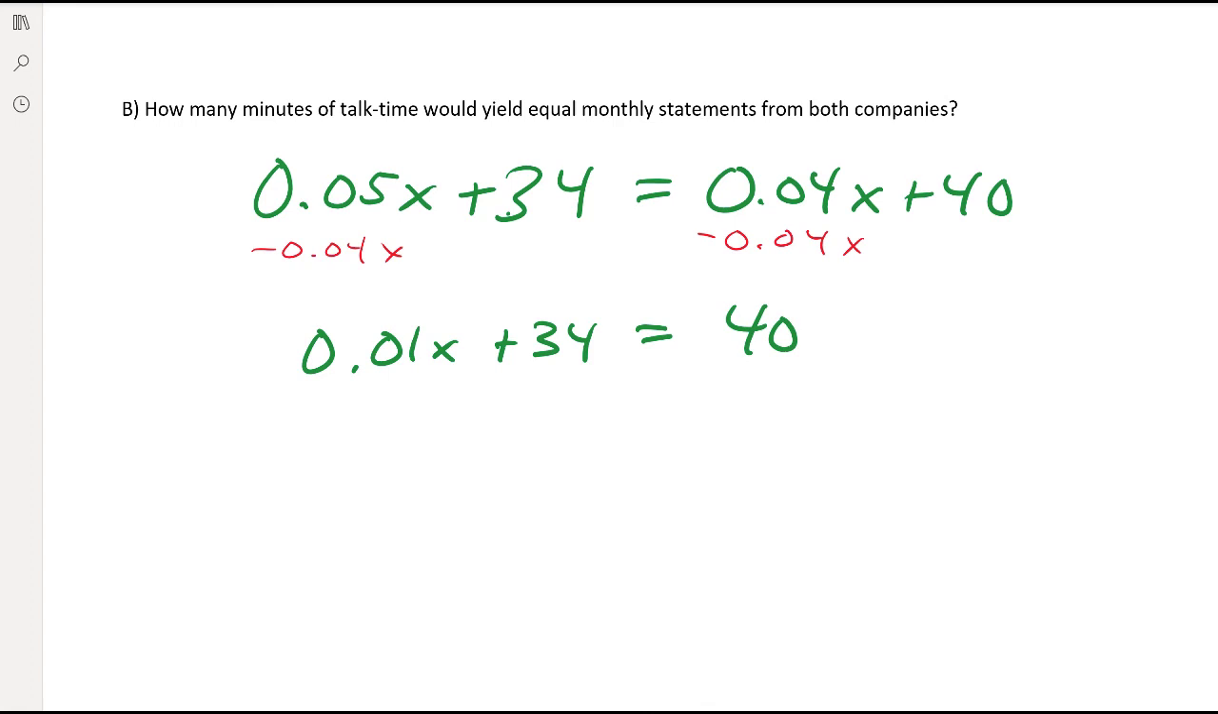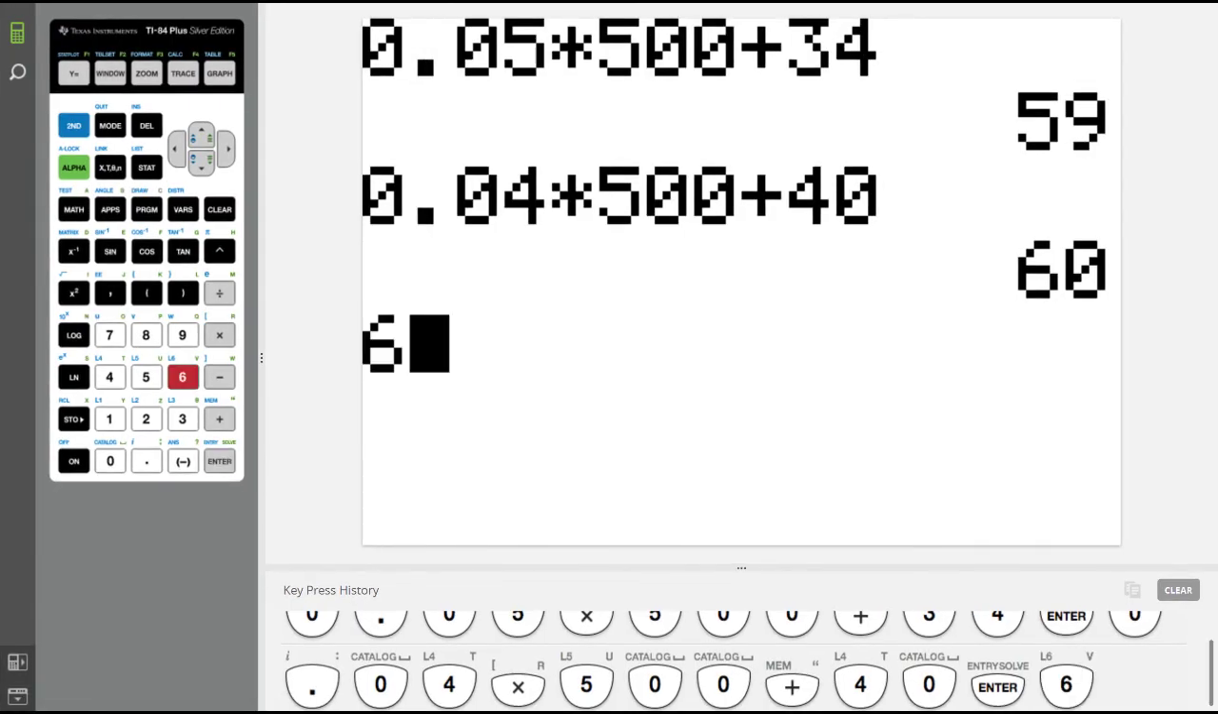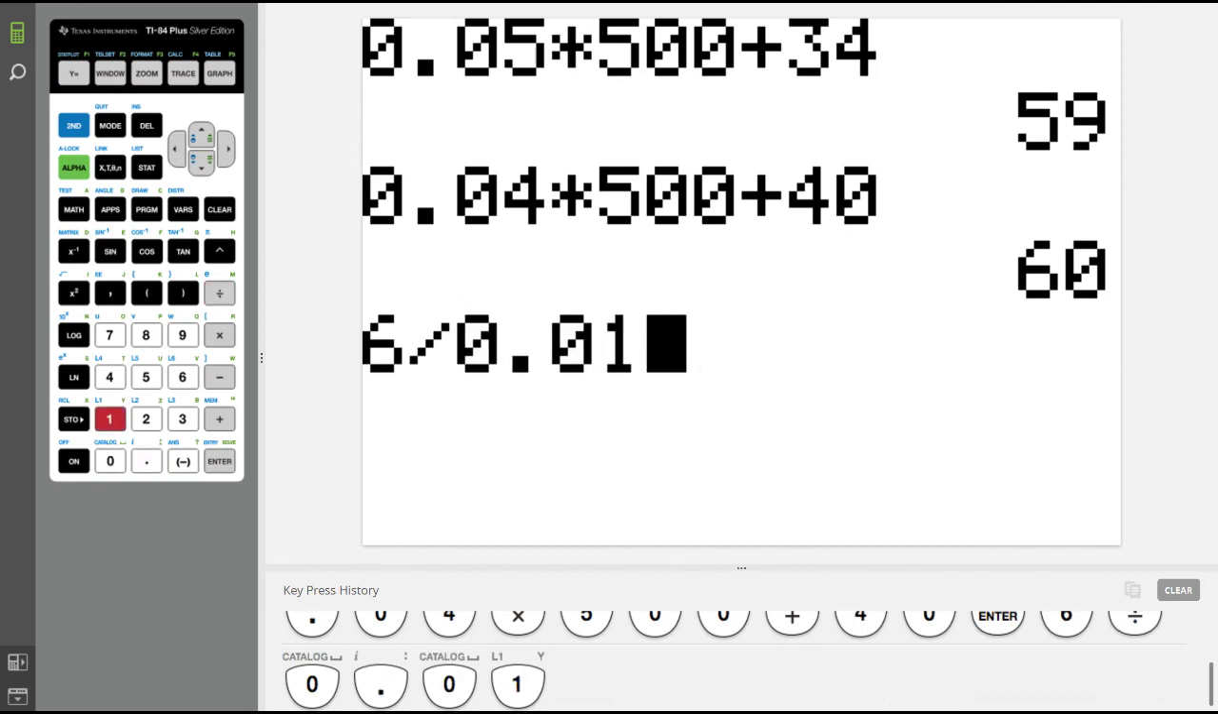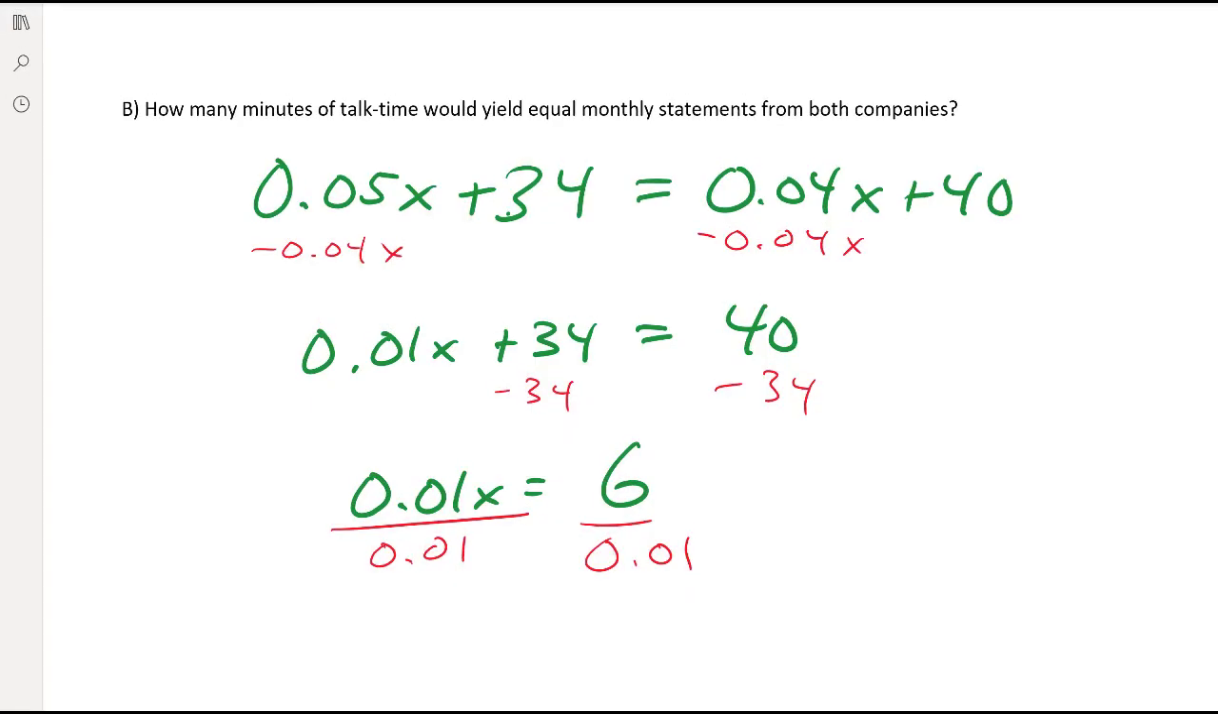Next, we're going to subtract 34 from both sides. You guys know the deal. So 0.01x is equal to a positive 6. And then the last step is to divide both sides of my equation by 0.01. And we get an answer of, should be 600, but let me double check. I'm going to take 6 divided by 0.01. There we go, 600. So x is equal to 600 minutes.